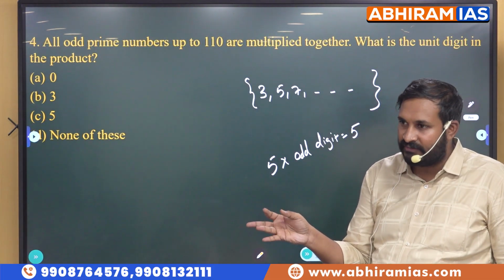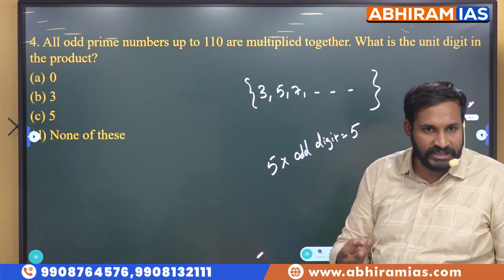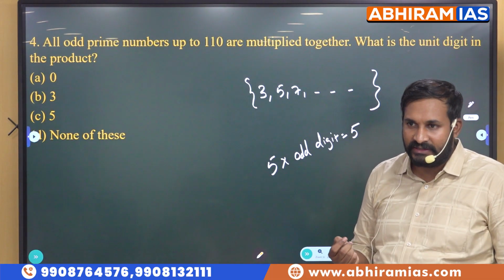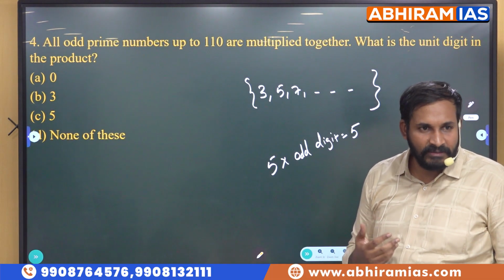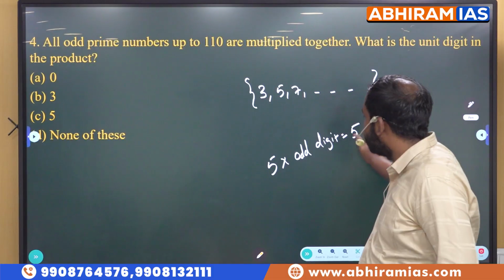5 2s, 10; 5 4s, 20; 5 zeros, 0; 5 6s, 30; 5 8s, 40. Anyway, it will always be 0. So here the answer is 5.